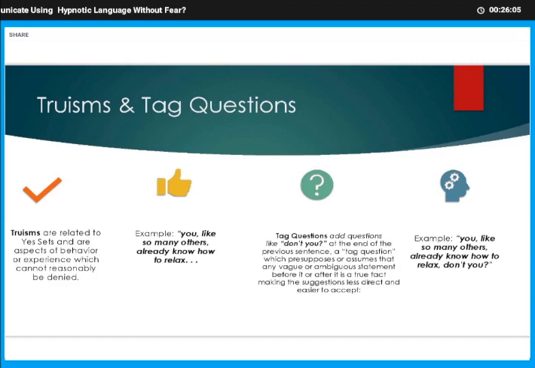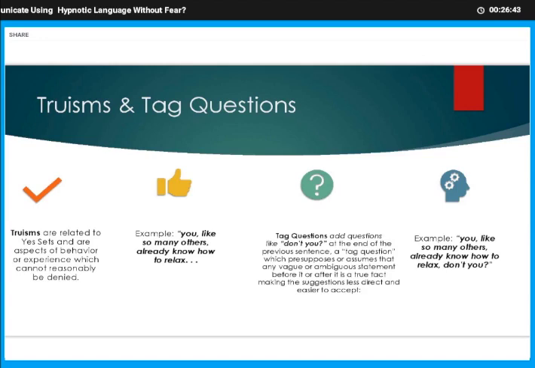Truisms are very similar to yes statements. They're related to the yes sets, and they are aspects of human behavior which cannot reasonably be denied. An example would be, you, like so many others, already know how to relax. That's a pretty good assumption, and that's a truism. And I'm including so many others, which brings in a sense of you're not alone. You're like many others, and you already know how to relax. That's not something that typically people are going to argue with, and so it's called a truism.